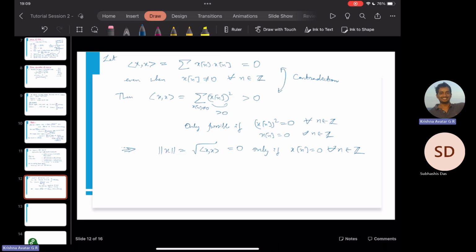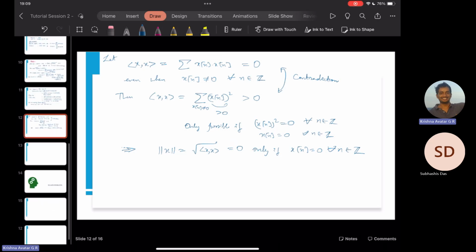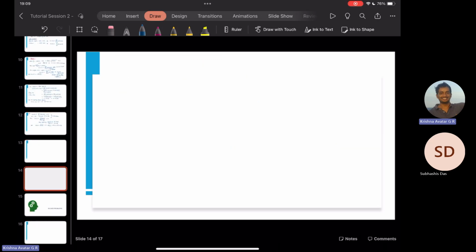Okay. Now we'll talk a little bit about Parseval's theorem, and we'll also do a few solved examples today, just to make some concepts clear. So what does Parseval's theorem say? What is Parseval's theorem?